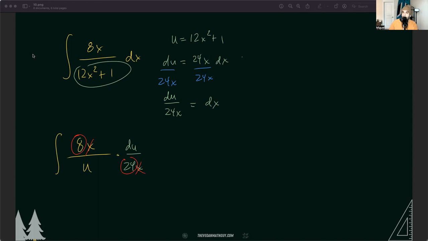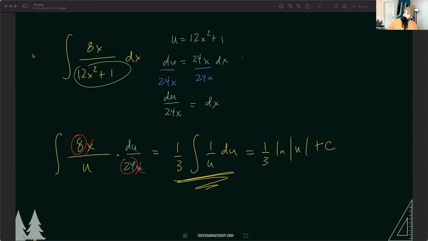8 is the numerator, 24 is the denominator, but that can simplify into a nice fraction that's just going to be 1/3 integral of 1 over u du. Now, this integral here is a very basic integral that we should know. Every time you have 1 over u, that's equivalent to the natural log of u. So this is 1/3 natural log of absolute value of u plus c.